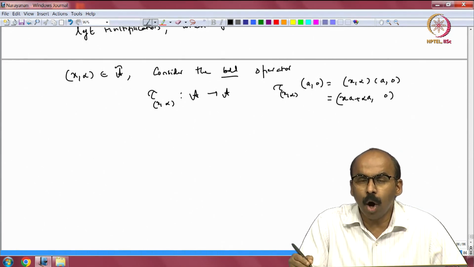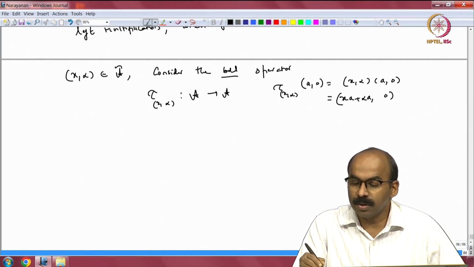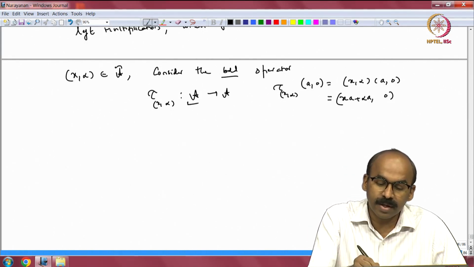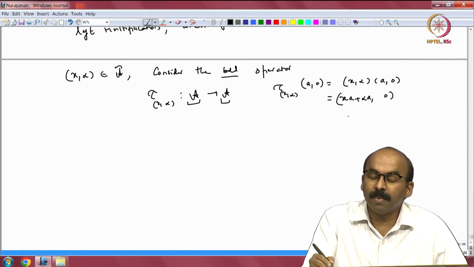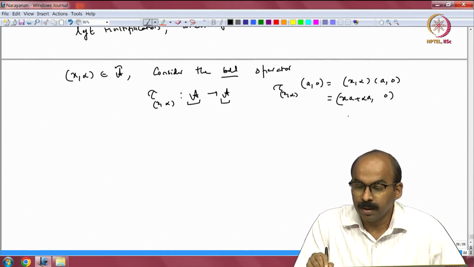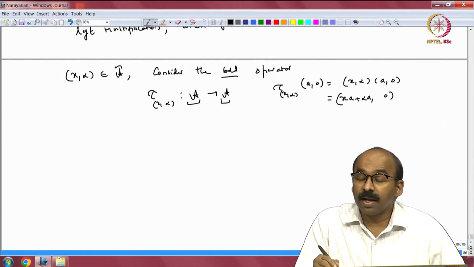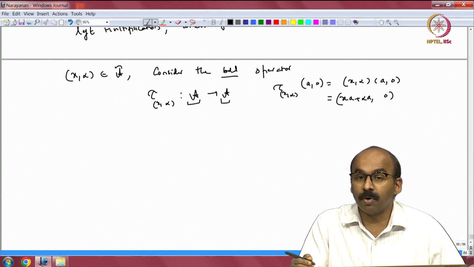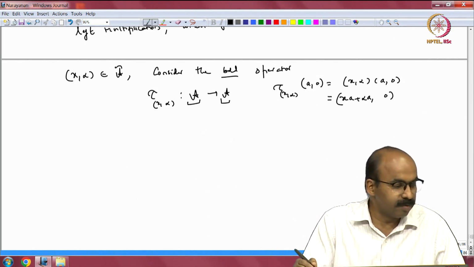So, if you look at the norm of tau x alpha applied to A comma 0, that is the norm of x A plus alpha A, because it is viewed as an element in A. We are thinking of it as an operator from A to A, even though I am writing it as A comma 0. So, tau x alpha acting on A is x A plus alpha A, and if I take the norm, I know that it is less than or equal to norm x plus mod alpha times norm A. So, it is a bounded operator. Okay. So, that part is trivial.